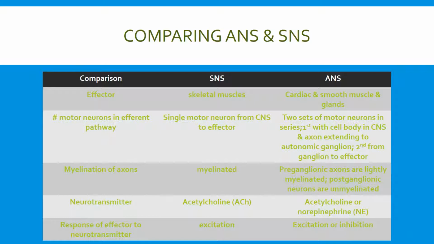The effector in the somatic nervous system is skeletal muscle, while the effector in the autonomic nervous system is cardiac and smooth muscle and glands. Basically, what this means is the somatic nervous system voluntarily moves your skeletal muscles, while the autonomic nervous system controls all the involuntary movements in your visceral muscles and glands.